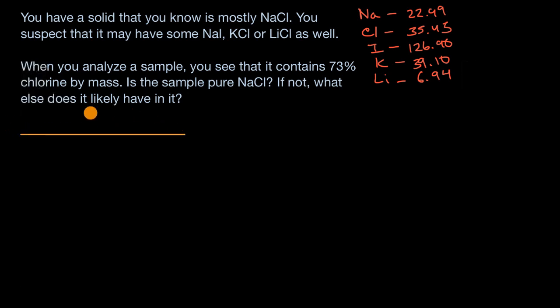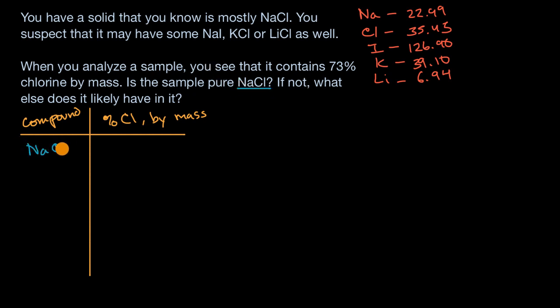So here I will put the various compounds, and here I will put the percent Cl by mass. First we can think about sodium chloride, and I'll do all of these in a different color just to make things interesting. Well, the average atomic mass of chlorine is 35.45. If we divide that by the average atomic mass of the entire compound, then we're going to have the percent chlorine by mass.